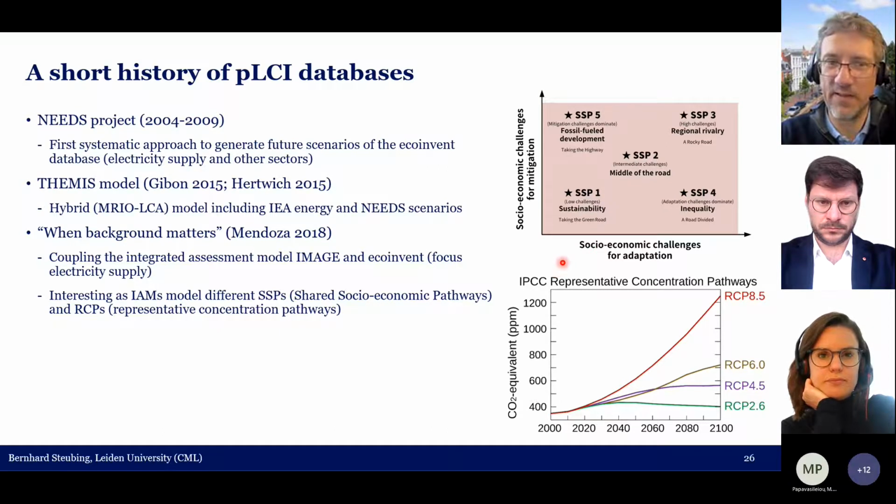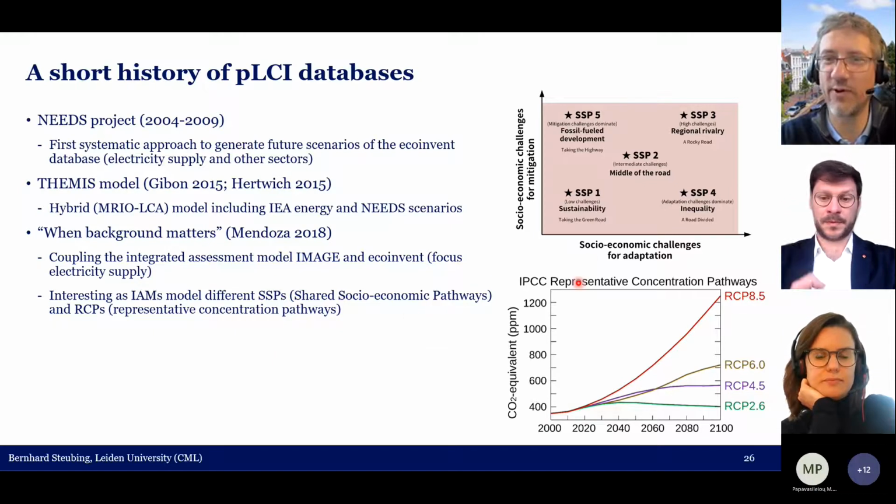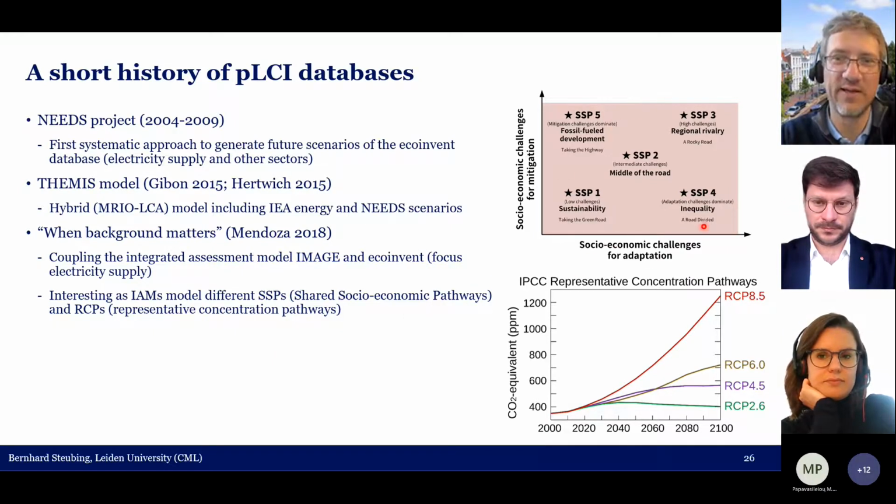And the nice thing about using IAMs in conjunction with LCA is that in a way we save some of the hard work of making scenarios, because we're hooking on to already widely accepted storylines from other disciplines.